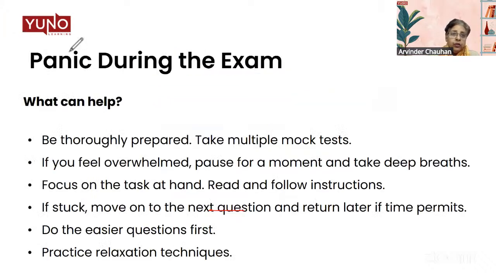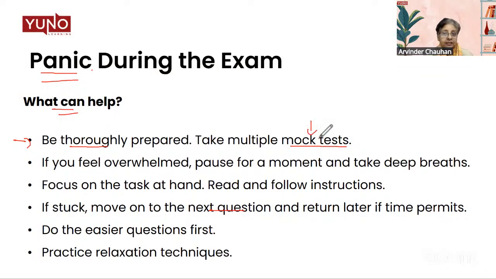Now, moving on to a little more: panic during the exam. This is one thing that can happen to everyone. I think even if I go for any exam, even I would start panicking. That is, I think, a natural human tendency. So what can help? Be thoroughly prepared. Prepare yourself well. Take multiple mock tests. That's what I was telling you a little earlier, that take lots of mock tests so that you know that you're able to manage everything well.